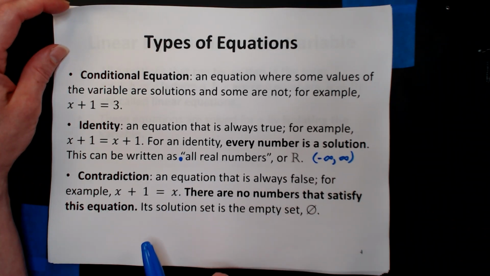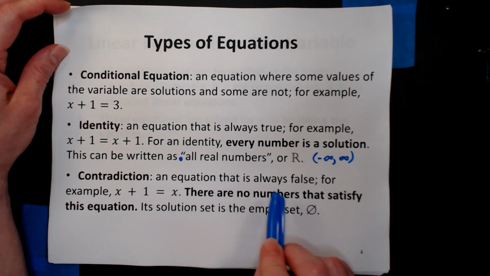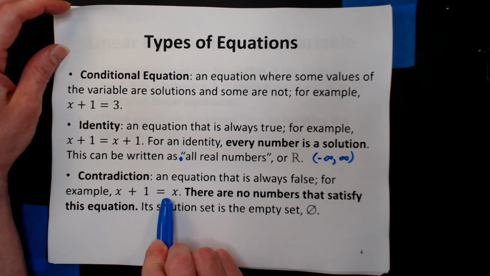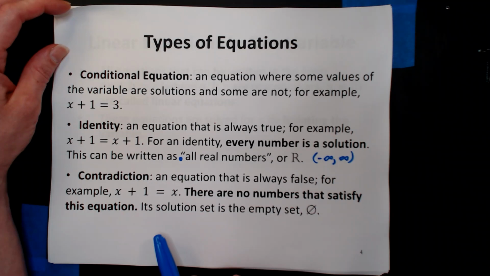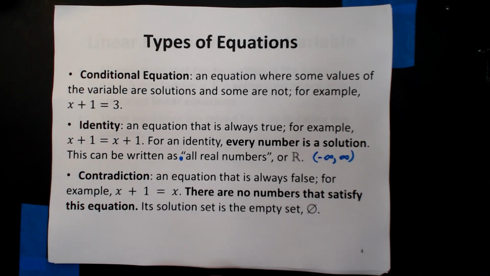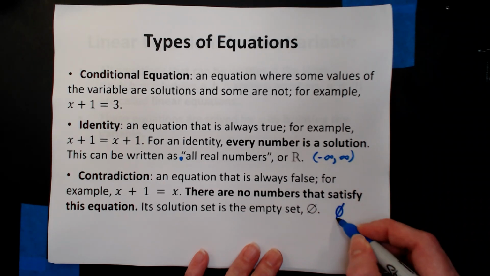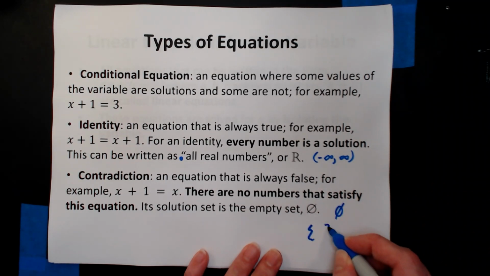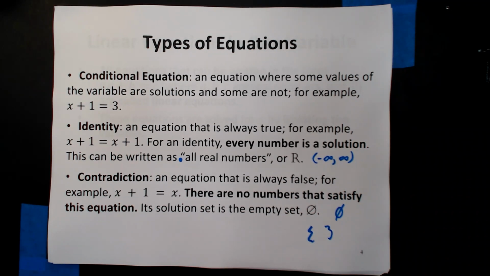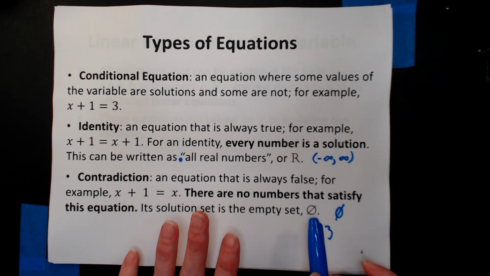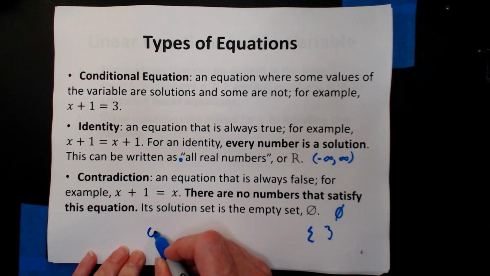And so moving on, a contradiction is an equation that is always false. For example, x plus 1 equals x. There's no number we can add 1 to and get itself back. So there's no number that satisfies this equation. The solution set is the empty set, and that's usually denoted with a 0 with a slash through it. Sometimes you'll see it with an empty set of braces with nothing inside of it. And once again, there's a difference between the empty set and 0. 0 is a number.